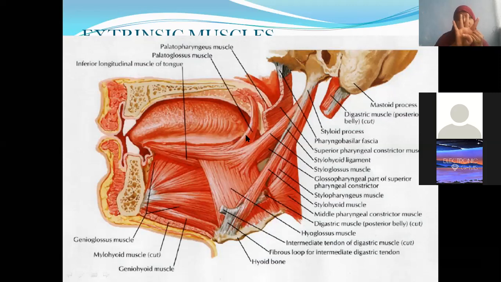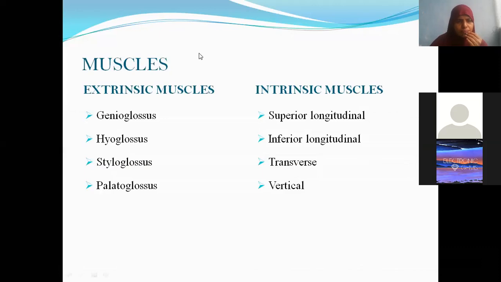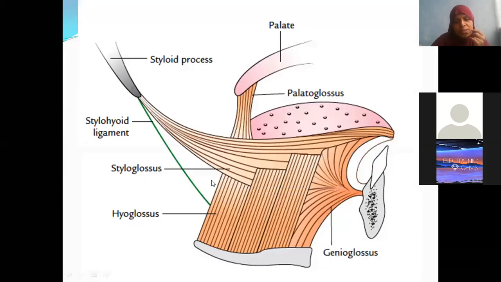So how many have we seen? Four. Okay, those are the extrinsic muscles: genioglossus, hyoglossus, styloglossus, palatoglossus. And within the substance of the tongue we also have muscles like superior longitudinal, inferior longitudinal, transverse and vertical. Okay, so this is Avishram Singh's picture for you. You can draw it easily. It has only the labelings which are required.